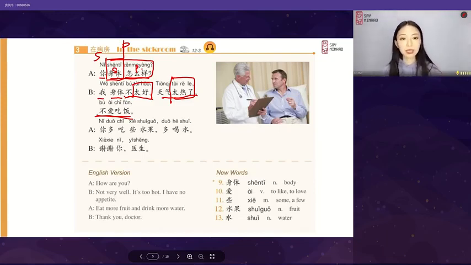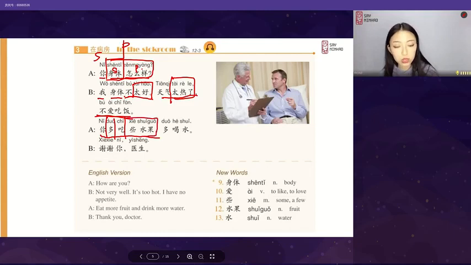And A said, 你多吃些水果。多吃些水果。多吃, 多 means more, and 吃 means eat. So 多吃 means eat more. Eat more fruit, 多吃些水果. And we can see, 些 is here. Eat more fruit, 多喝水. 多喝水, drink more water. And B says, 谢谢你医生, thank you, doctor.